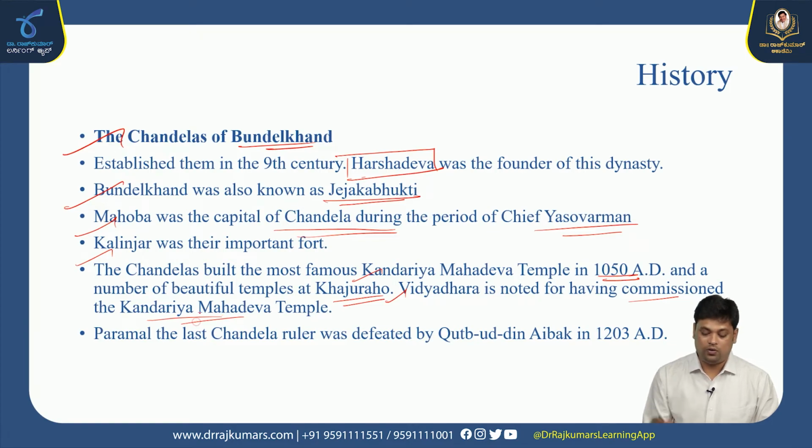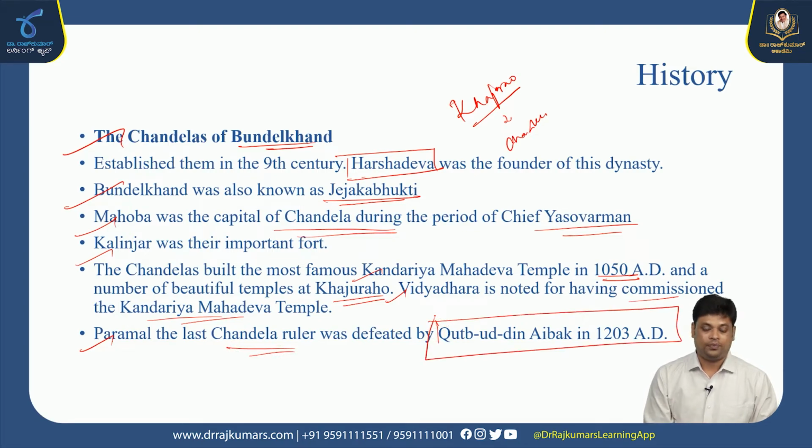So here what you need to understand is simple. The Khajuraho temples were built by the Chandelas of Bundelkhand. This is the information you need to focus on here. Parmardi, the last Chandela ruler, was defeated by Qutbuddin Aibak in the year 1203 AD.